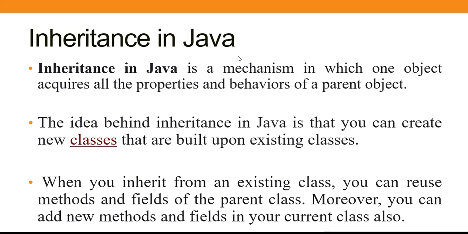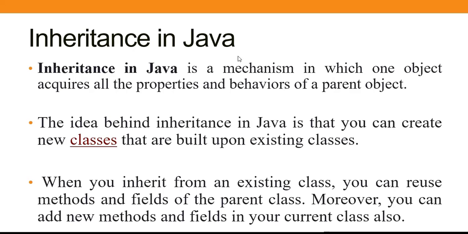So inheritance in Java is a mechanism in which one object acquires all the properties and behaviors of the parent object. The idea behind inheritance in Java is that you can create new classes that are built upon existing classes. For this, let me give you the example. As I said, being the only son of my parents, I have all the rights to the properties that belong to my parents.